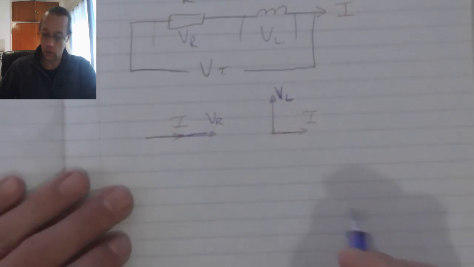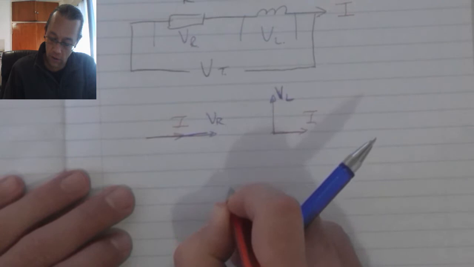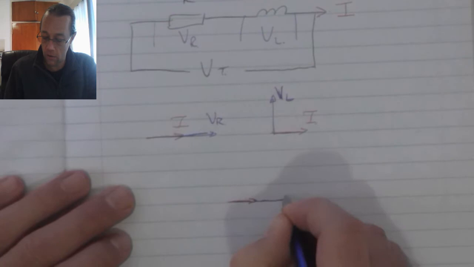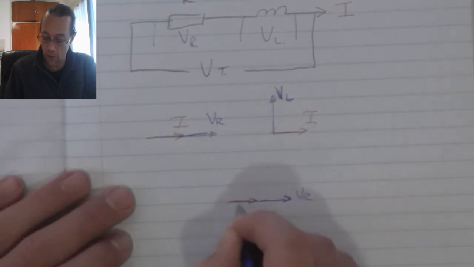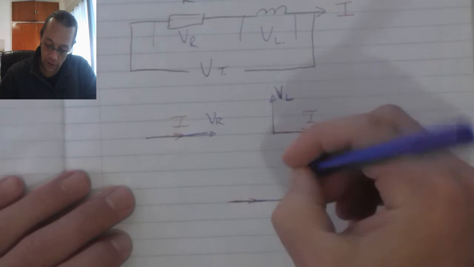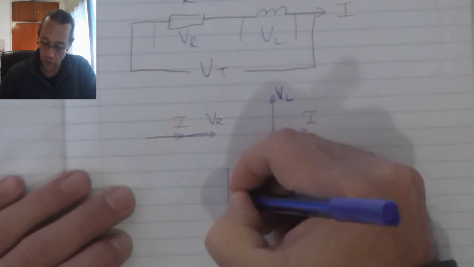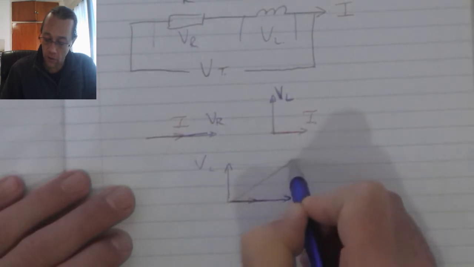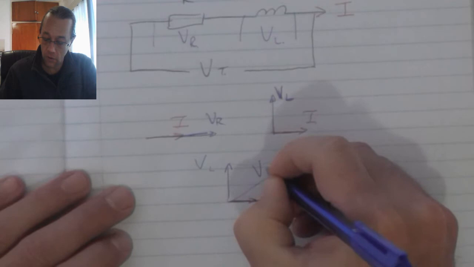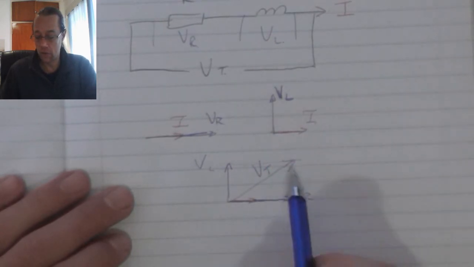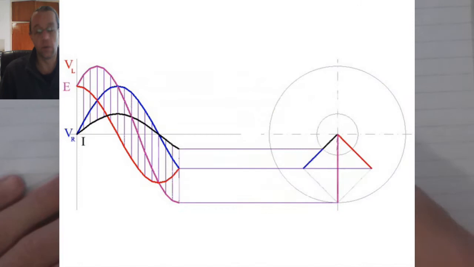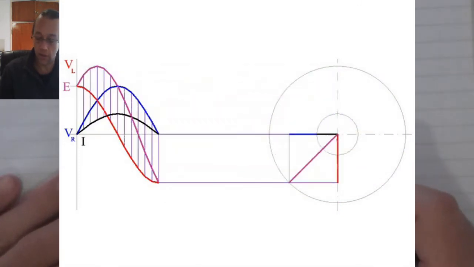When we combine these two, my current is the reference, VR comes from the origin, VL is my vertical, and the result is that we generate my V total at an angle with reference to my current that is being supplied. That's called the phase angle, and we'll look at that at a later stage.